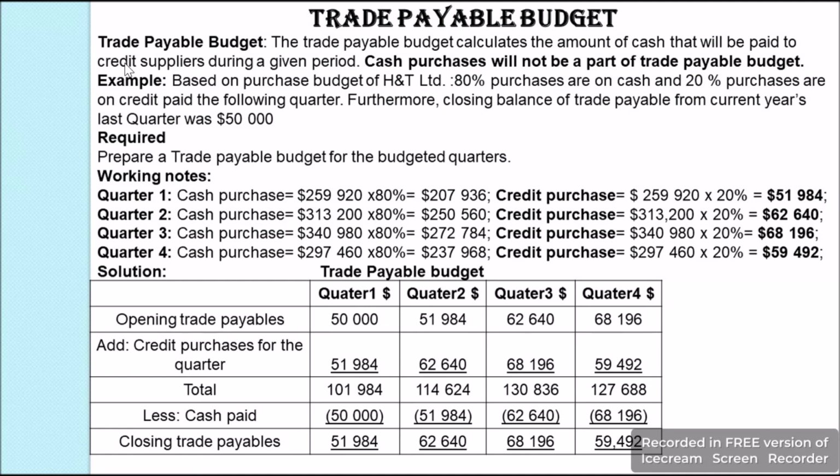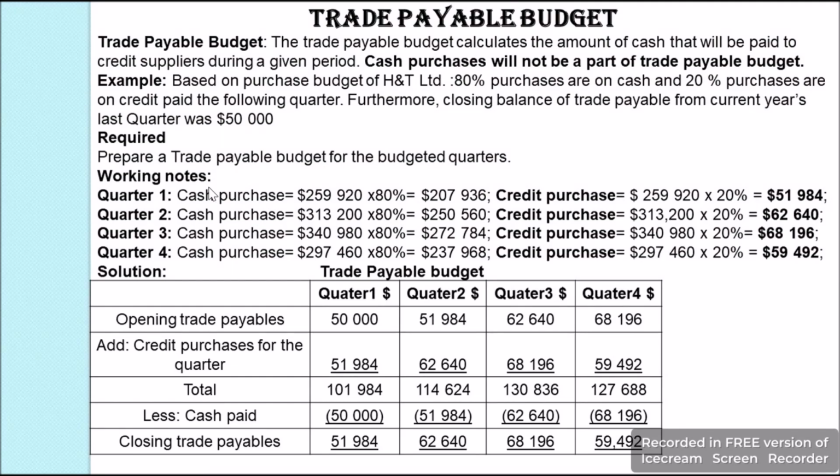Again, we are talking about the credit suppliers, hence cash purchases will not be a part of the trade payable budget. We will proceed with the same example where, based on the purchase budget of H&T Limited, 80% purchases are on cash and 20% purchases are on credit paid in the following quarter. Furthermore, the closing balance of trade payable for the current year's last quarter was $50,000. We are asked to make the trade payable budget for the budgeted quarters.